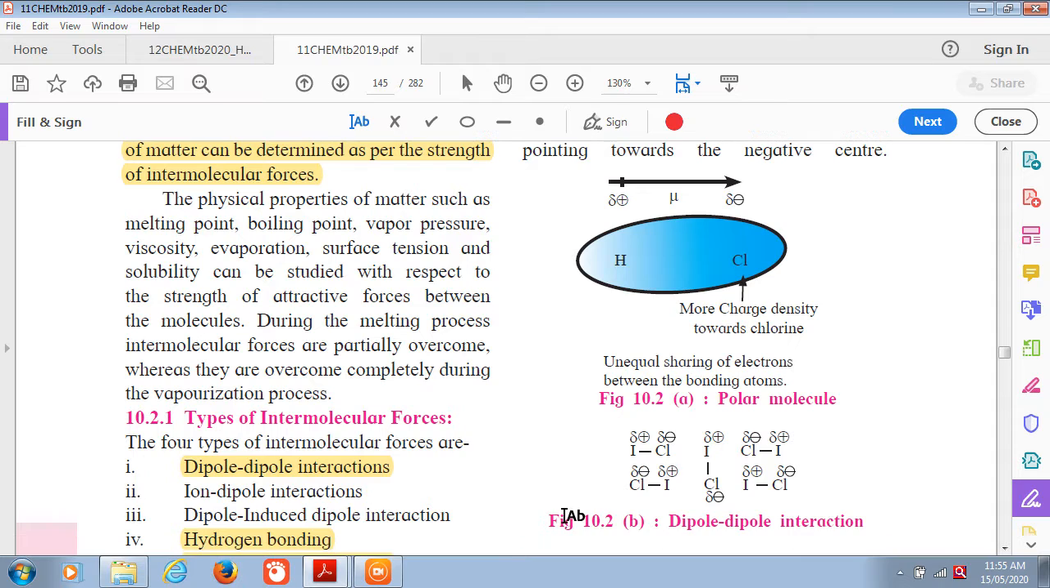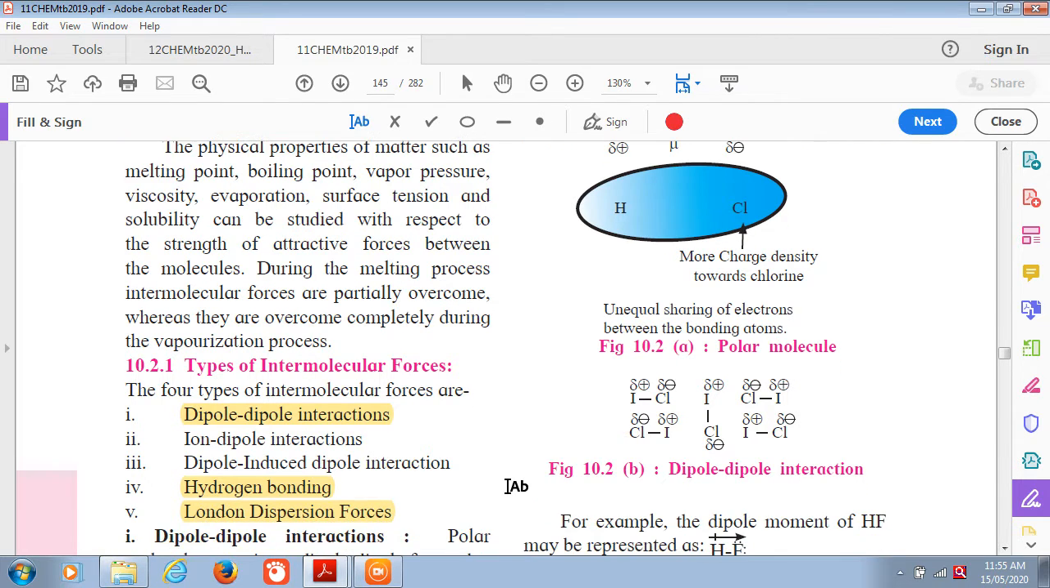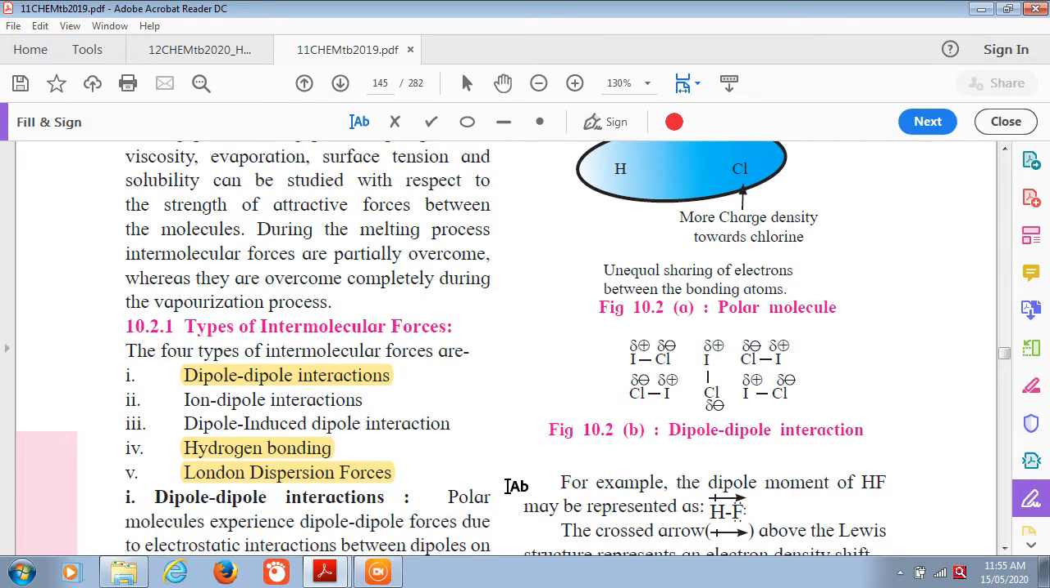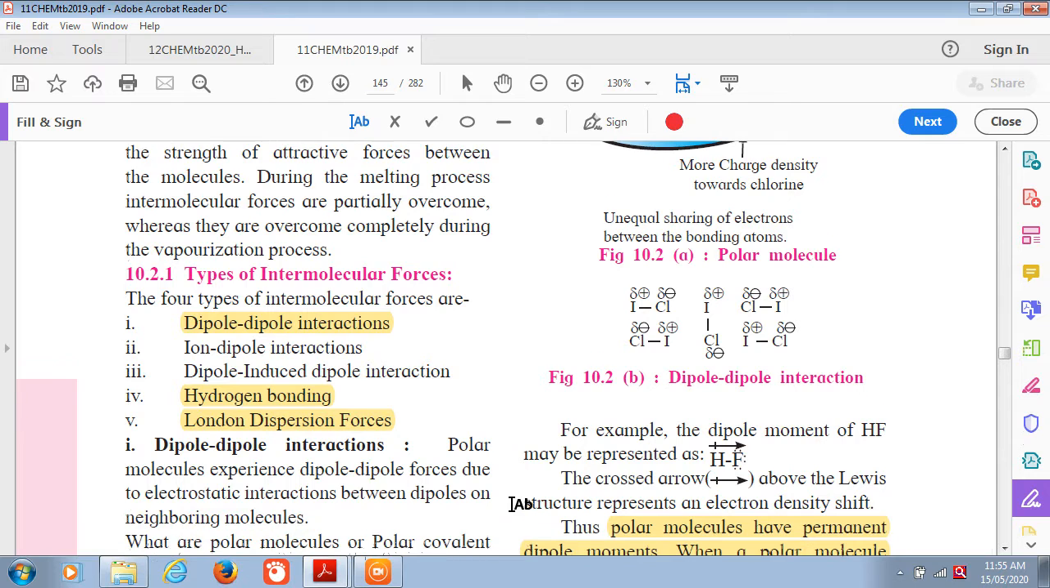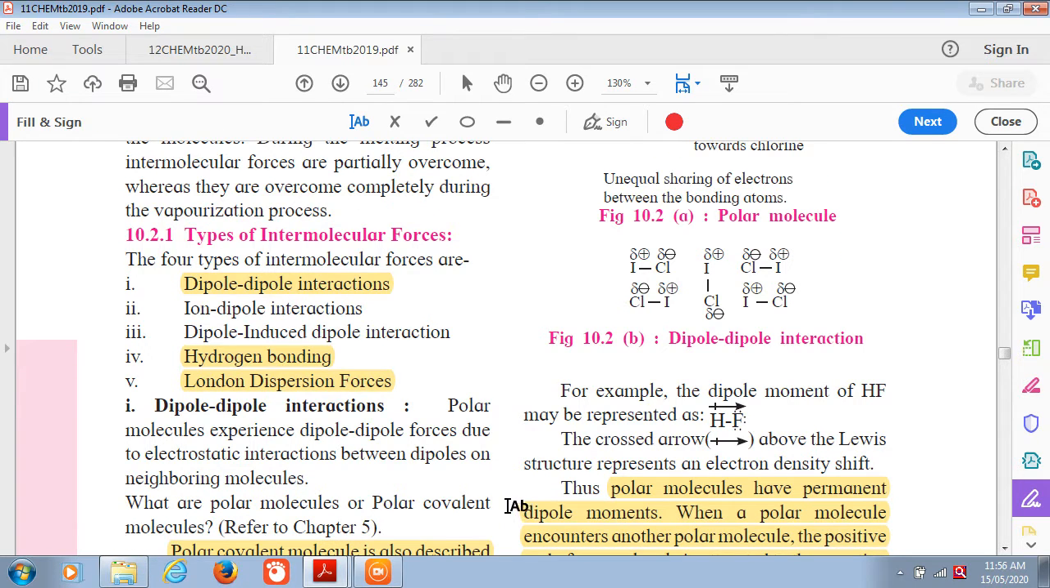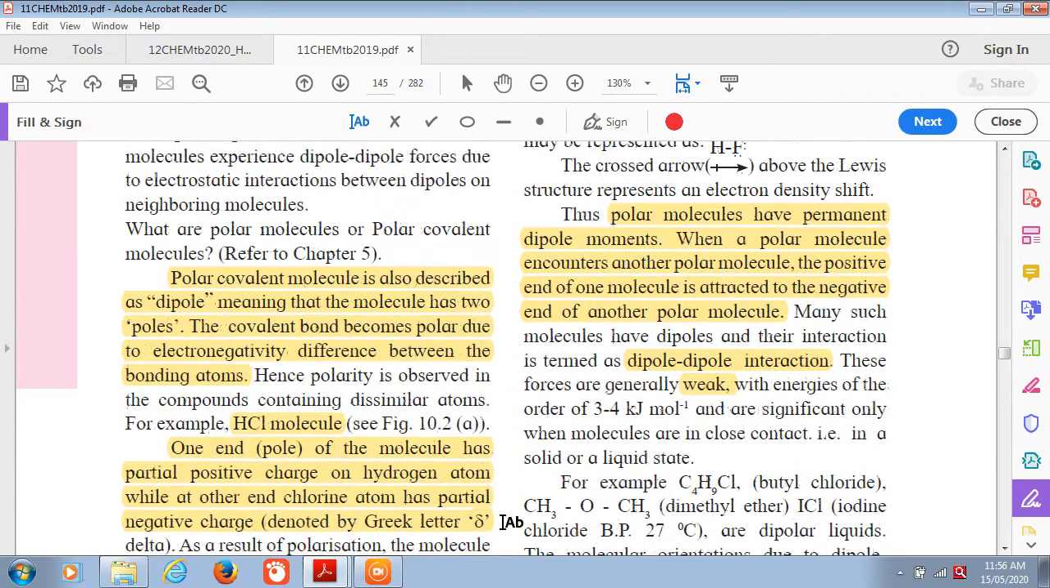So here some polar molecules are given: HCl, HBr, HI, or another molecule such as ICl. So these are polar molecules. Here the dipole moment of HF can be represented. Thus, a polar molecule has a permanent dipole moment.